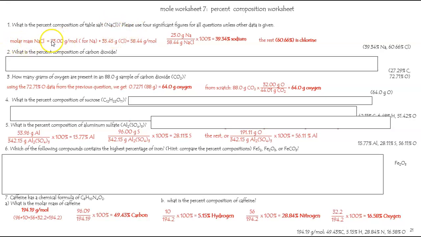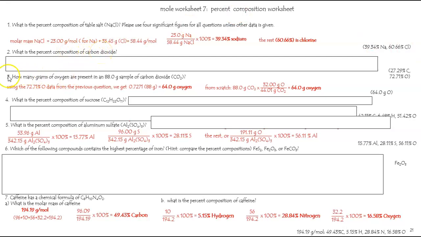And here we are, 23 plus the 35.45. Technically, it's 58.44 grams is a mole. Look up sodium. Those are the average atomic masses. You find them in the periodic table. 23 of the 58.44 is sodium. The rest, notice I didn't bother doing the 35.45 divided by 58.44 times 100. I just subtract from 100. I think that's faster. And there's your answer. For you, it's carbon dioxide.